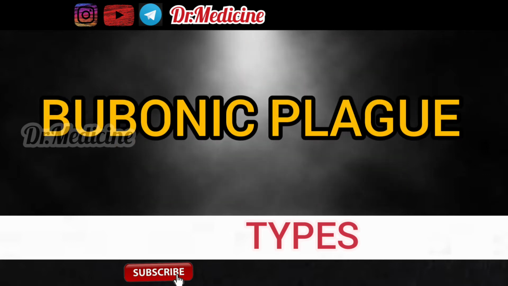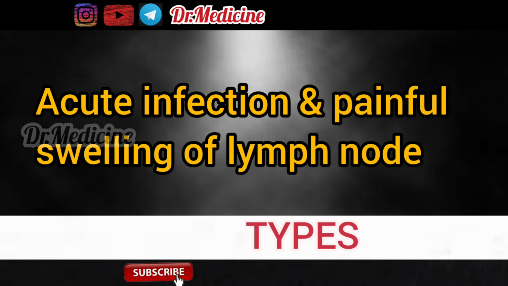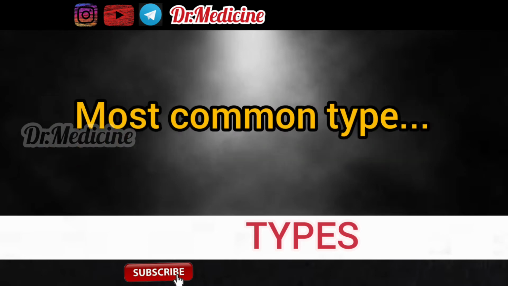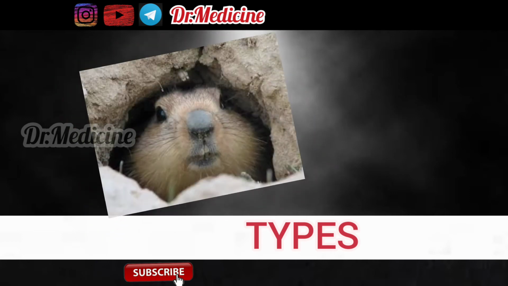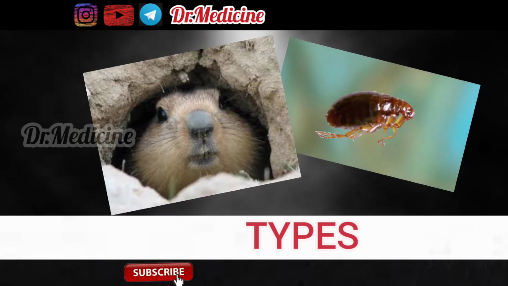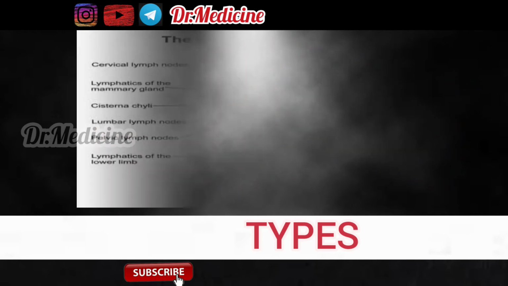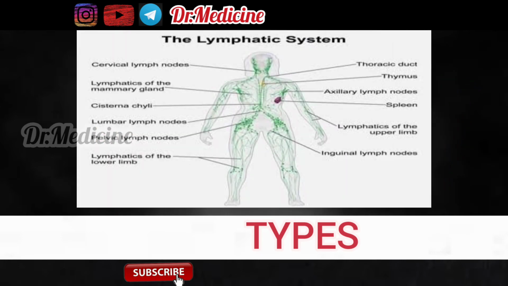Bubo is a Greek word which is derived from swollen lymph glands. So it is an acute infection and painful swelling of the lymph node. It also is the most common type of plague. It is usually transmitted when an infected rodent or a flea bites a healthy human. The bacteria will spread throughout the lymphatic vessels of the human until it reaches the lymph node.